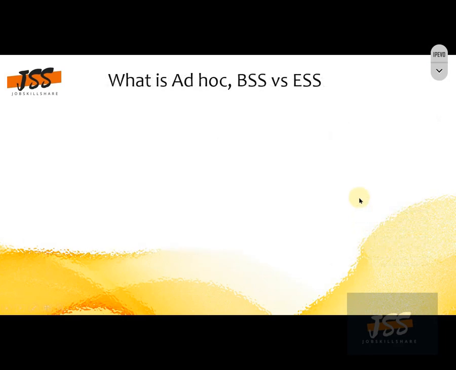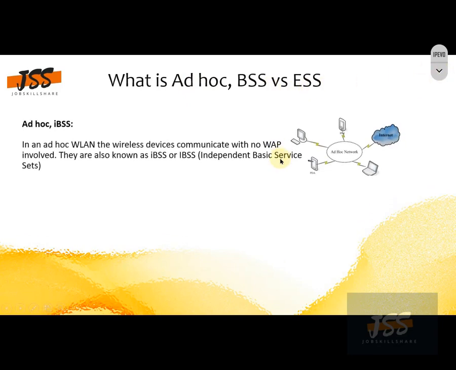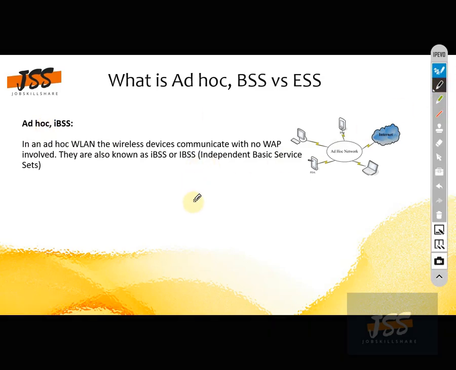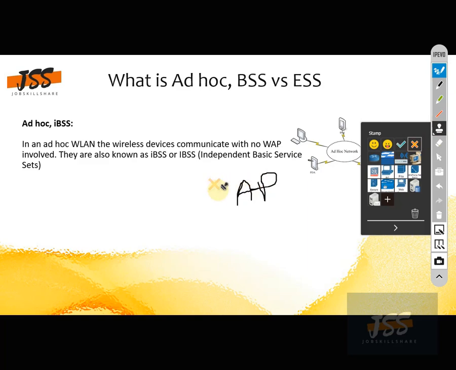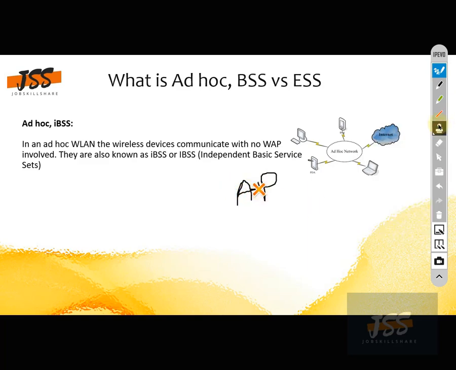Then we have some other terms used in wireless technology. Those are ad hoc, BSS, and ESS. Let's discuss them one by one. So what is ad hoc service? In some cases we do not have an access point. Let's suppose we do not have an access point, but this computer wants to share information with this computer. So what is the solution?